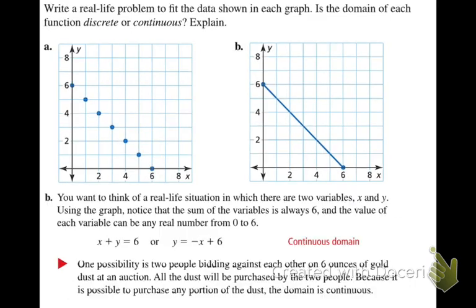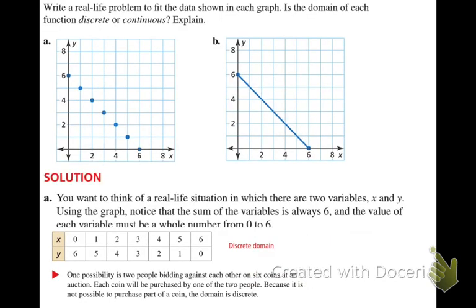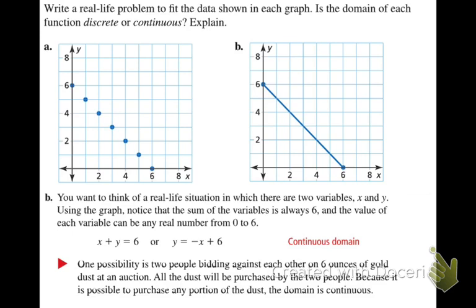Because the domain is discrete here, you can't take a half a coin. Look at this one. One possibility for the continuous domain would be people bidding on each other for 6 ounces of gold dust at an auction. So all the dust will be purchased by 2 people. Because it's possible to purchase any portion of the dust, then we would use the continuous one. Does that make sense? Yeah. All right, that's an example of a real life.